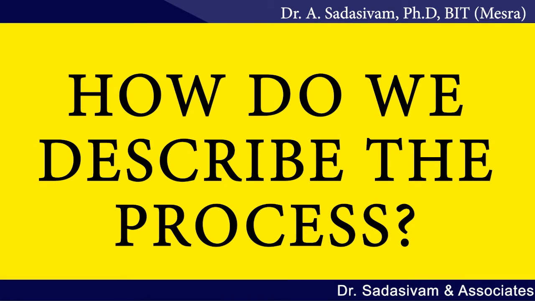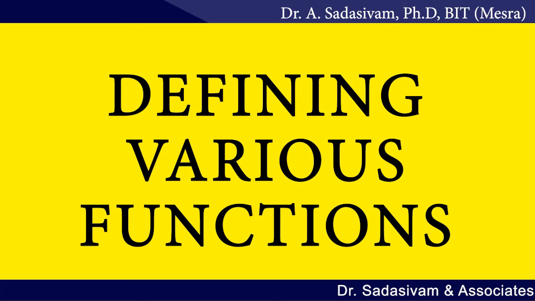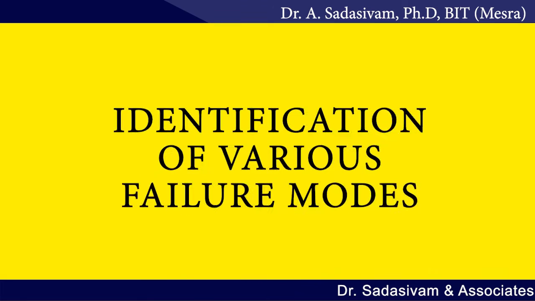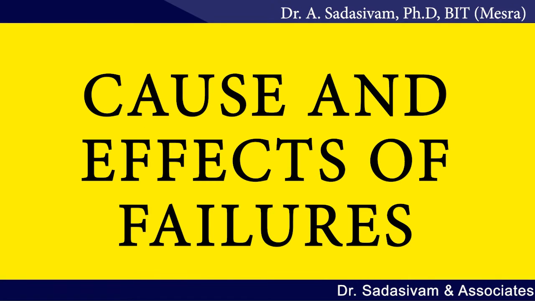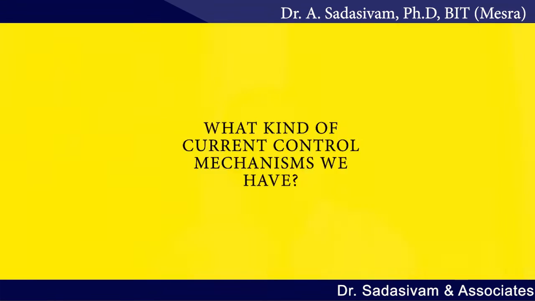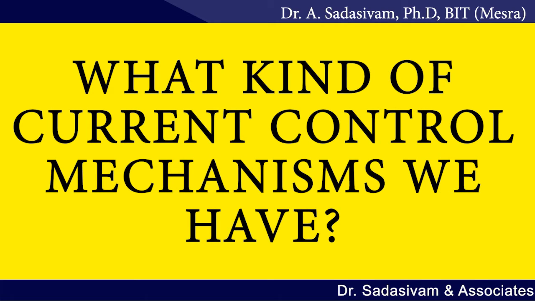Initially, it starts with how we describe a process, and then it talks about defining various functions, and then the identification of various failure modes, and then we will be talking about causes and effects. Effects of failures will be discussed. We will also be talking about what kind of current control mechanisms we have, because every company has some control mechanisms, but the question is not to rock the boat.